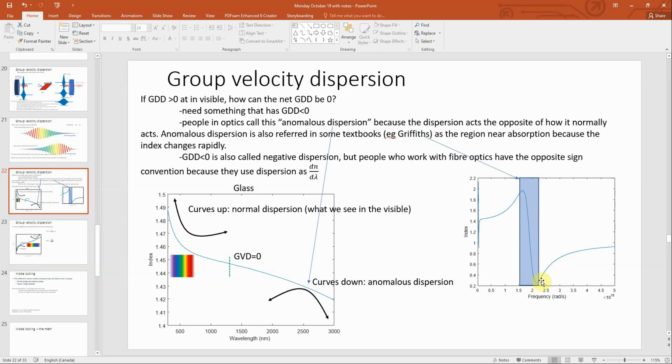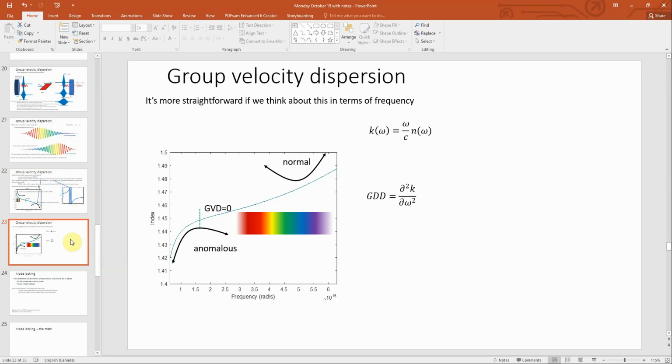Then after that absorption resonance, the index of refraction is curved downwards again, and so you take the second derivative of that, and that would be negative. So this region here is anomalous dispersion. This region here is normal dispersion, and right here this is anomalous dispersion. And if we kept on going, we'd have another resonance to the right of this, and this would also have a normal dispersion curve.